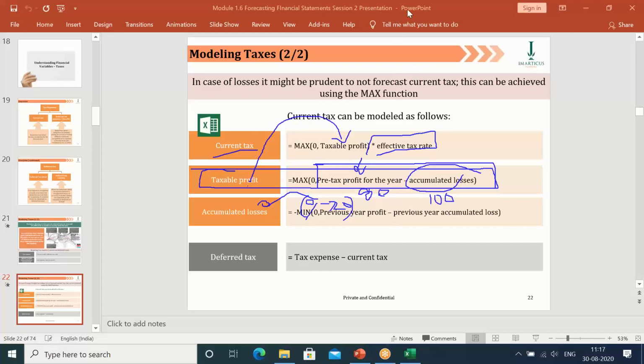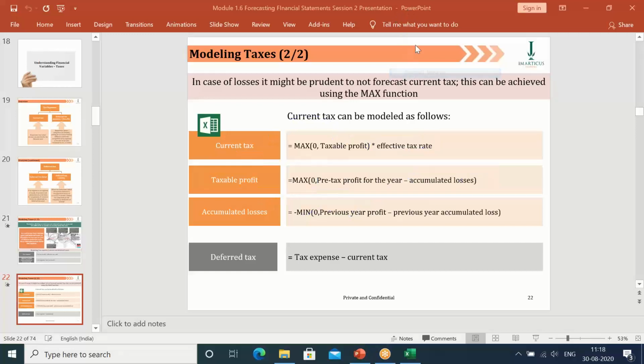And then you have accumulated losses. So accumulated losses is what? प्रीवियस ईयर के जो प्रॉफिट्स थे और जो प्रीवियस ईयर के accumulated losses थे.